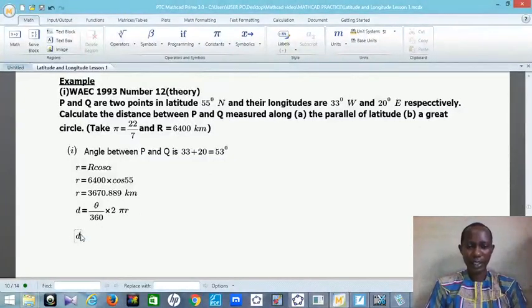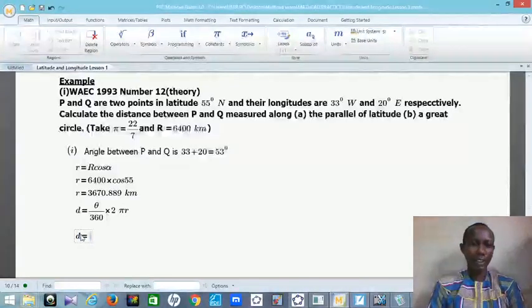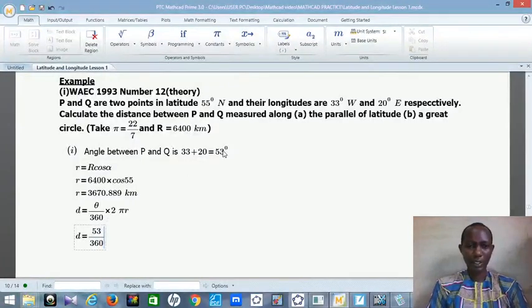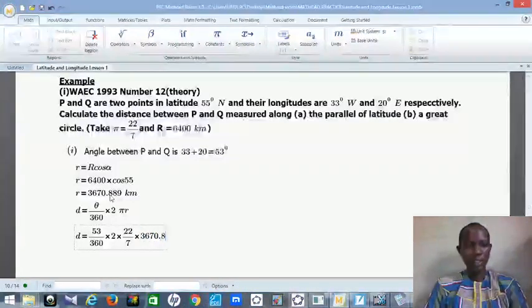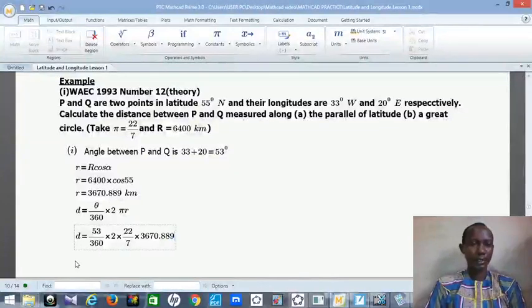Okay, let's substitute and get our value for D. So D is equal to the angle between the 2 points, which is 53, divided by 360, times 2 times pi, which is 22 over 7, and times R, which we have calculated as 3,670.889. So that is it. From here we can get our distance. You can use your calculator and check it.